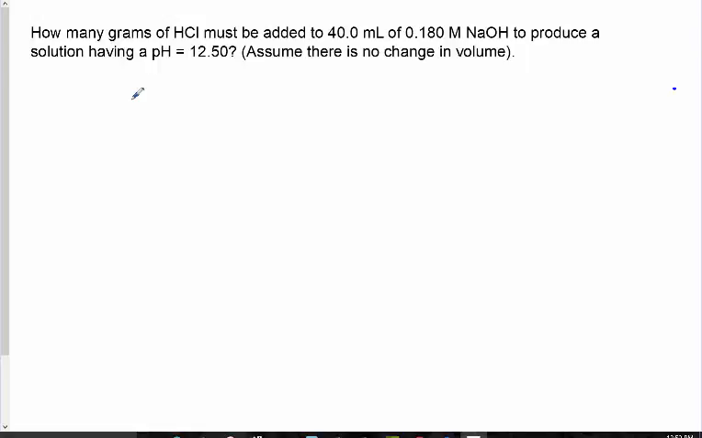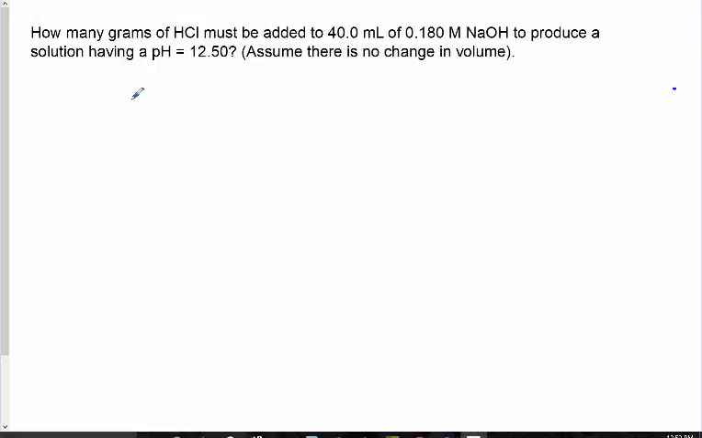How many grams of hydrochloric acid, HCl, must be added to 40 mL of 0.180 molar sodium hydroxide to produce a solution having a pH of 12.5? And we can assume there's no volume change here. In other words, when you add the HCl to the 40 mL, it's not making the volume any greater. The volume change is negligible, or it's very, very small, so we can ignore it.